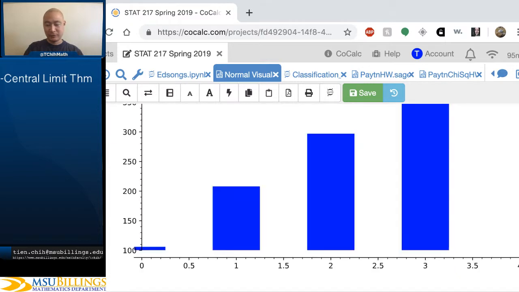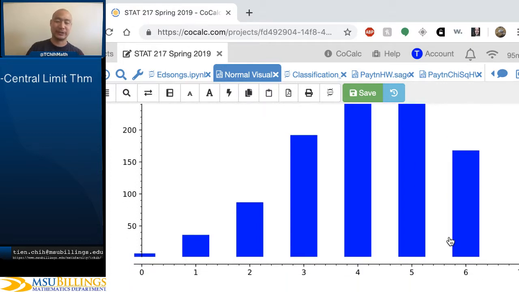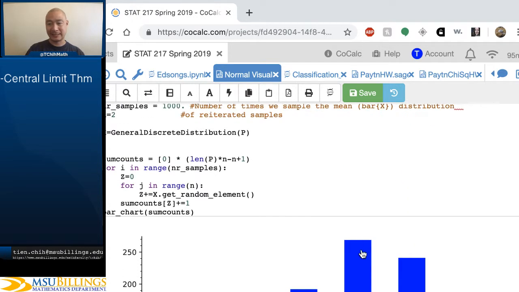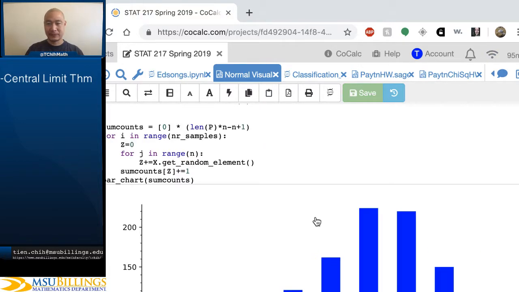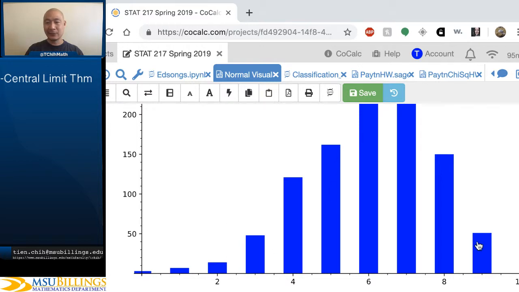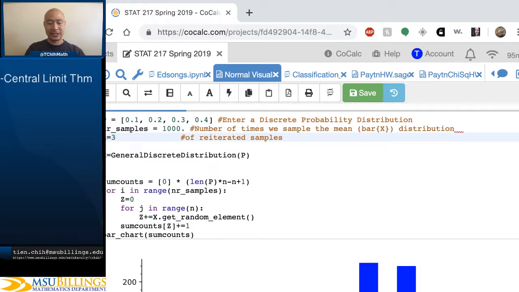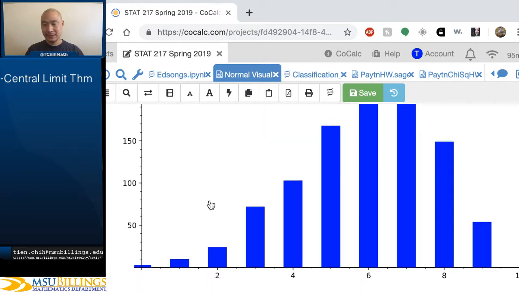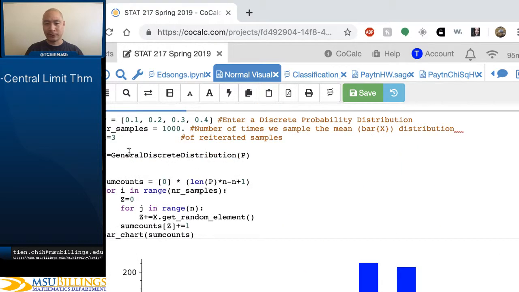If I sum together 2 of these, we can already see the dip off here, and that's because in order to get a 6, you have to get a 3 twice. And that's still less likely than getting a 4, which you can add up in a bunch of different ways. Bump up to 3. And we can start to see, as I bump up the number of sums, that it's more and more normal per step.